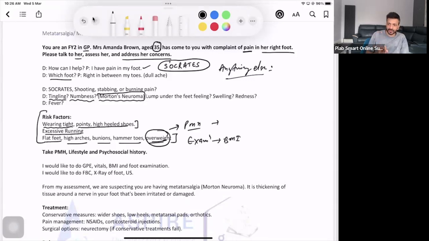Okay, so for pain, you're going to elaborate the pain with Socrates. Anything else? No, doctor. Then I'm going to ask if there is any numbness or tingling. If there is numbness or tingling, it's going to point more towards Morton's neuroma.